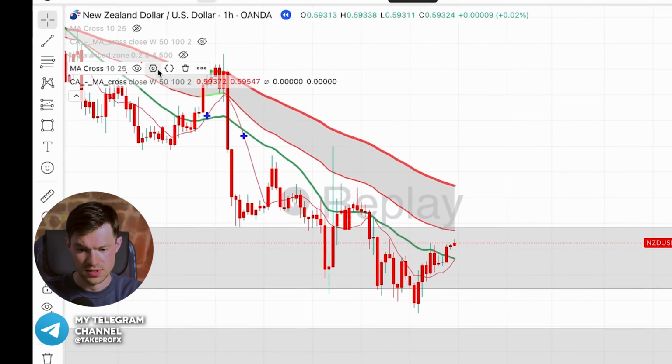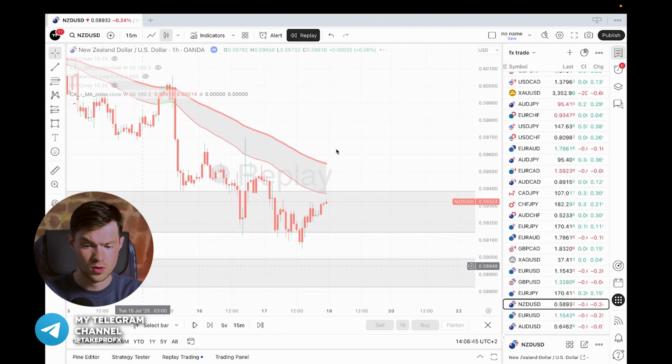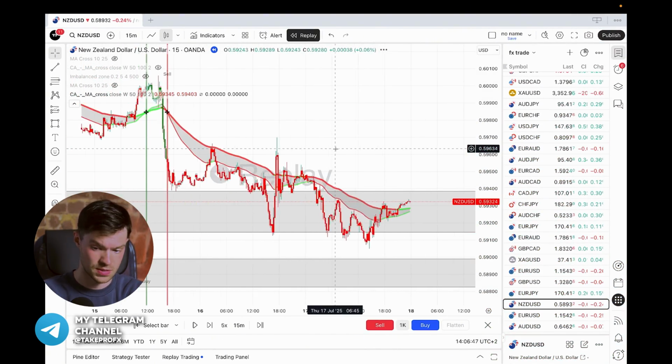You add it, disable the old indicator and switch to a younger time frame. Already on my working time frame, it is 15 minutes. Let me explain why you need these two indicators.